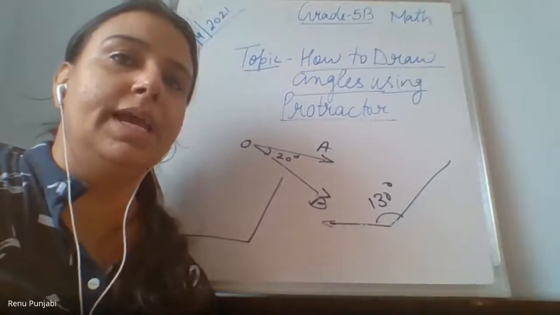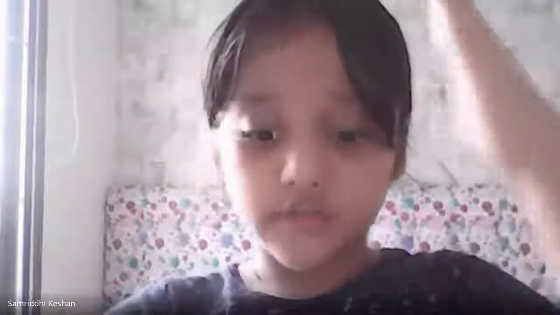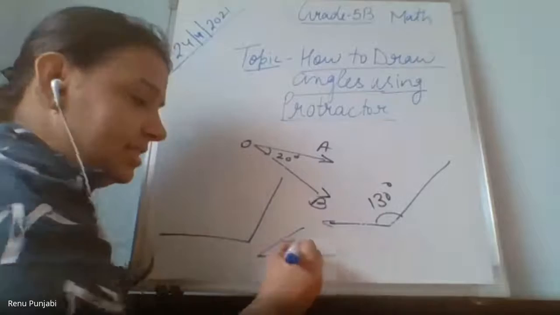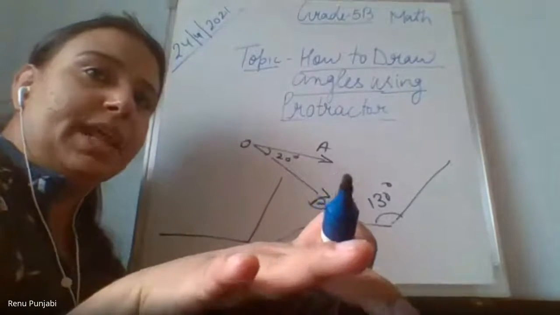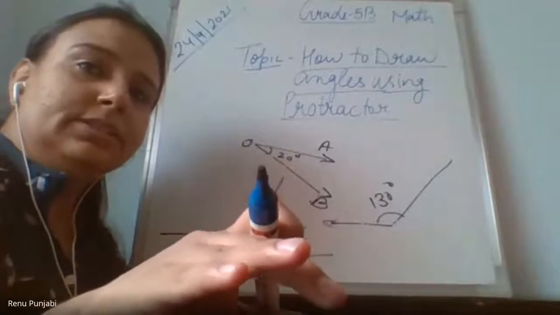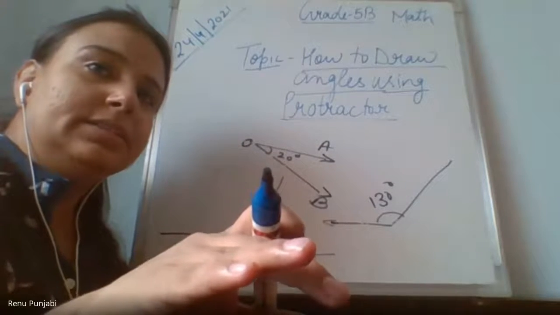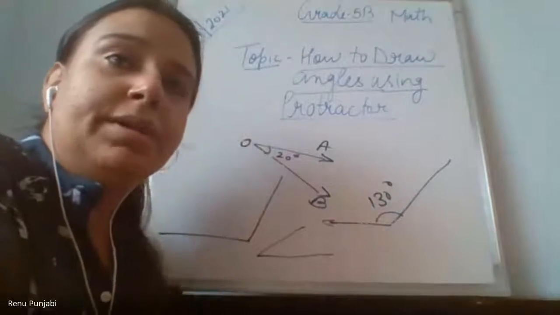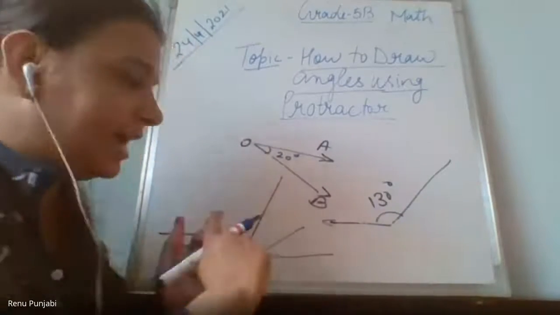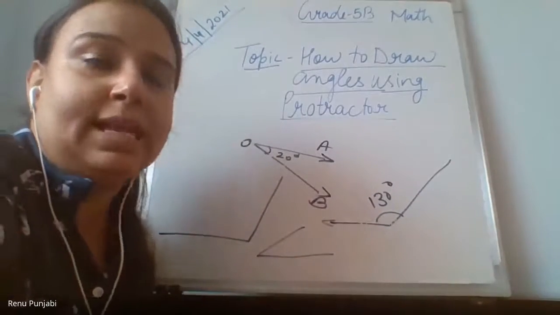Ma'am, we have a shape like this. So how will we measure it? This is the angle. No, it is not visible completely to me, Samriddhi. Wait a minute, I'll pin you. No, it is not visible. You need to make a complete angle. Any angle you can measure by taking any side, any ray as a baseline.